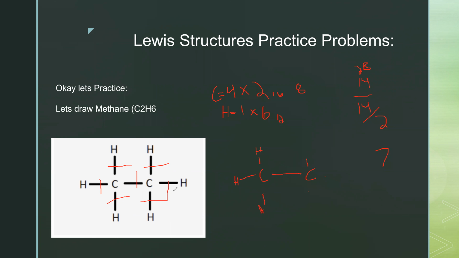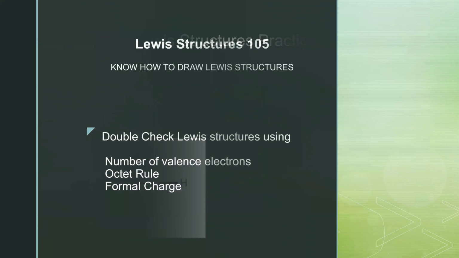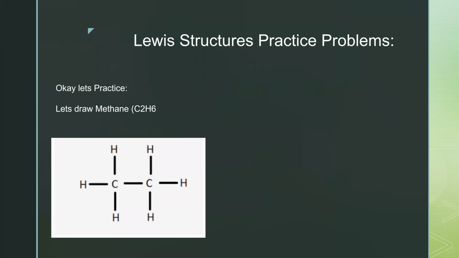So by checking those simple things that I said in the slide before, the number of valence electrons, the octet rule, and the formal charge around each element that is coming into our structures, we'll be able to make sure that we're drawing the right Lewis structures.